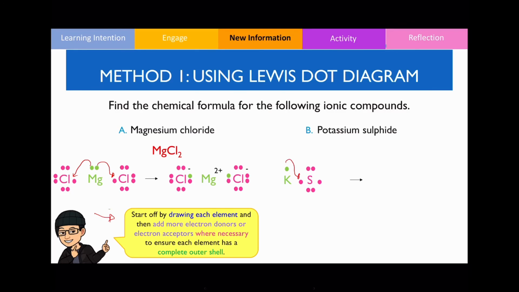So therefore, you're going to be introducing another electron donor, in this case potassium. By introducing another potassium atom, now sulfur will have a full valence shell, and therefore each of these atoms will be stable. So the correct chemical formula of potassium sulfide will become K2S. And remember, you always write the cation first, so the metal part, followed by the non-metal. So this is how you would find the ionic formula of ionic compounds.